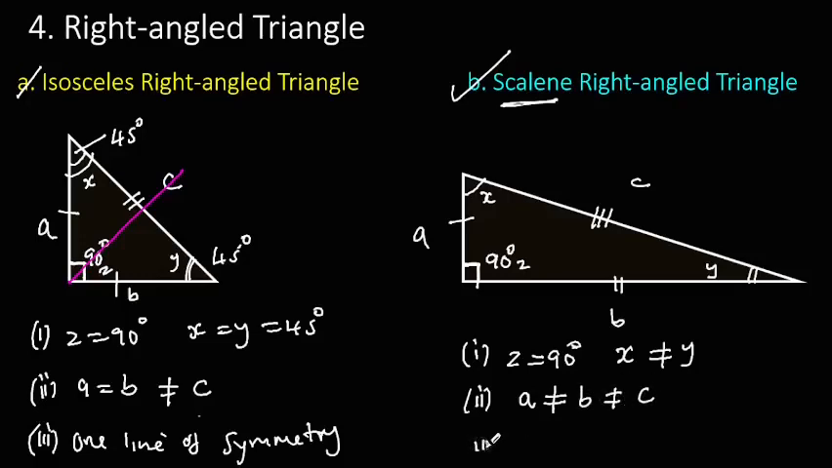And the last one is about the line of symmetry, and a scalene right angle triangle has no line of symmetry, which simply means there is no way you can divide this shape to get two identical parts. And that brings us to the end of this video.